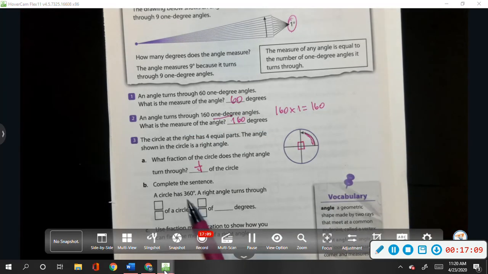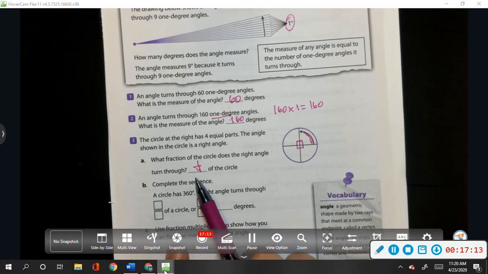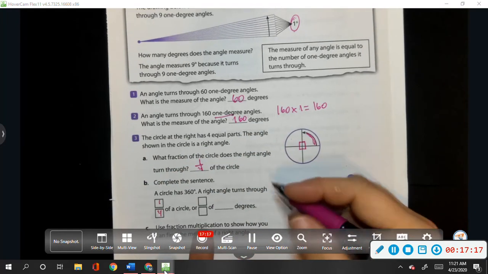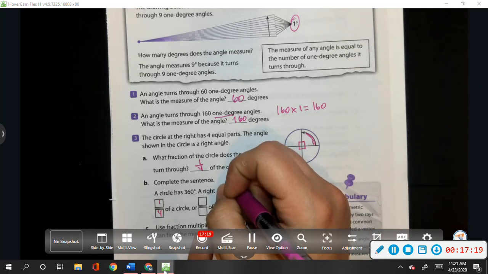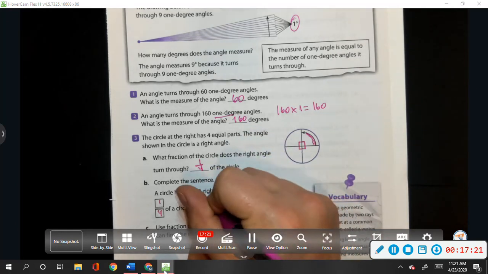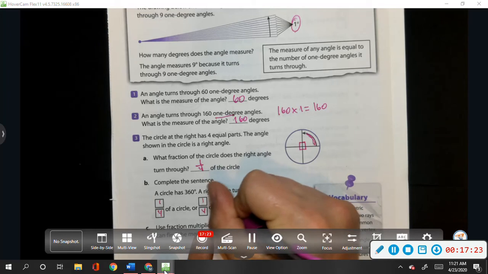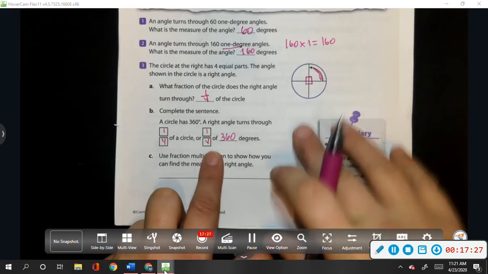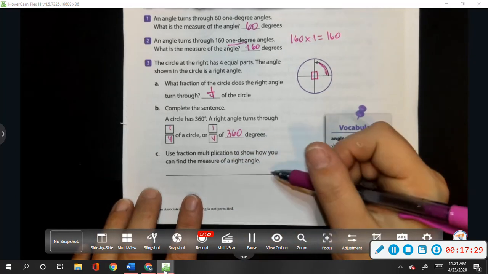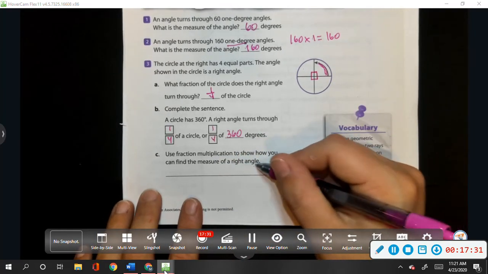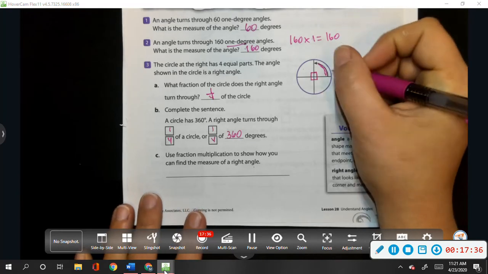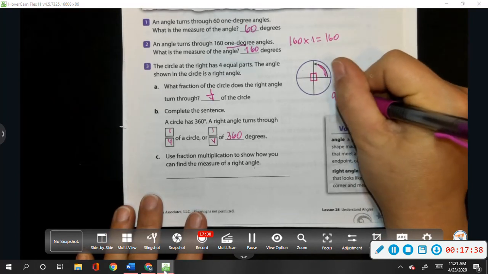A circle has 360 degrees. A right angle turns through 1/4 of a circle, or 1/4 of 360 degrees, because 360 degrees is how big the circles are. It says use fraction multiplication to show how you can find the measure of the right angle. Well, for one, we already know that our right angle is going to be what? 90 degrees.